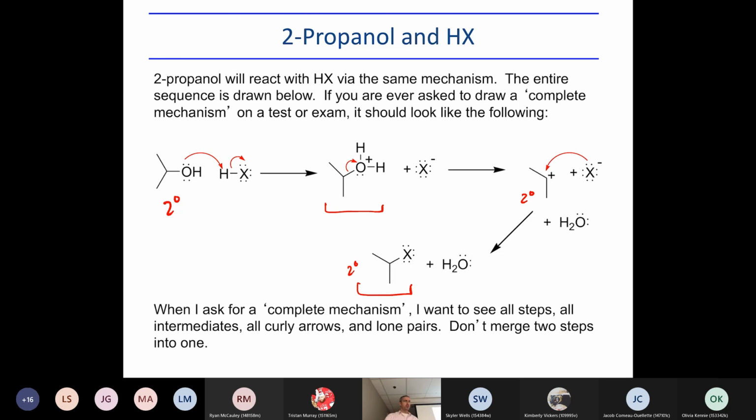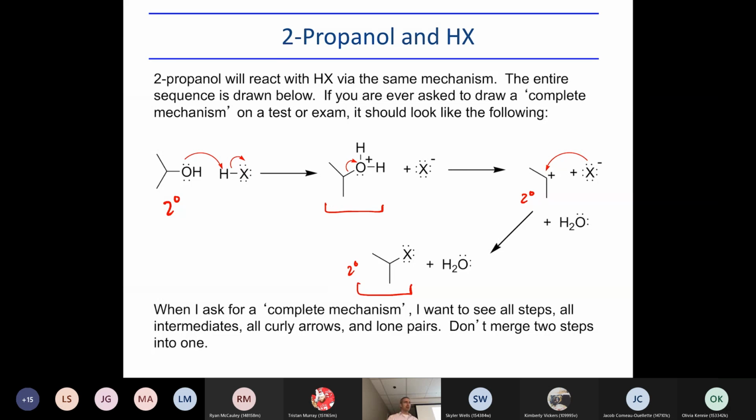So on this midterm, you're going to be asked to draw mechanisms. It's one of the long answer questions. And when I ask you for a mechanism and I say show all the steps, show all the intermediates, show all the lone pairs, show all the curly arrows, this is what I want to see. I want to see all these steps, everything you see on the screen here.